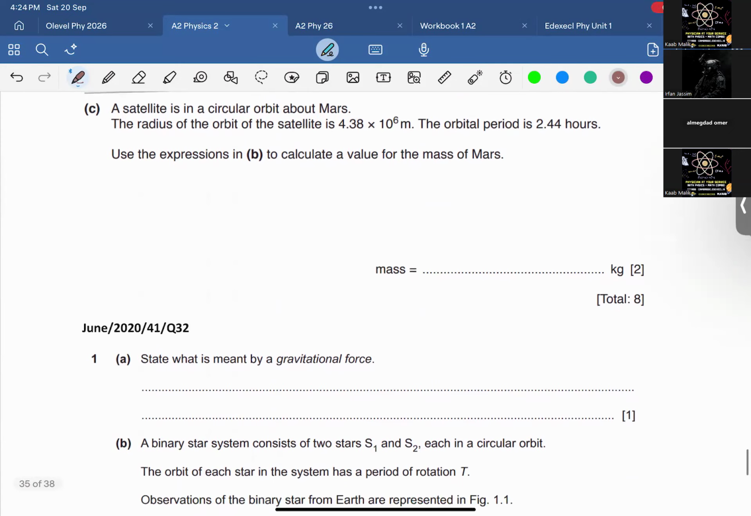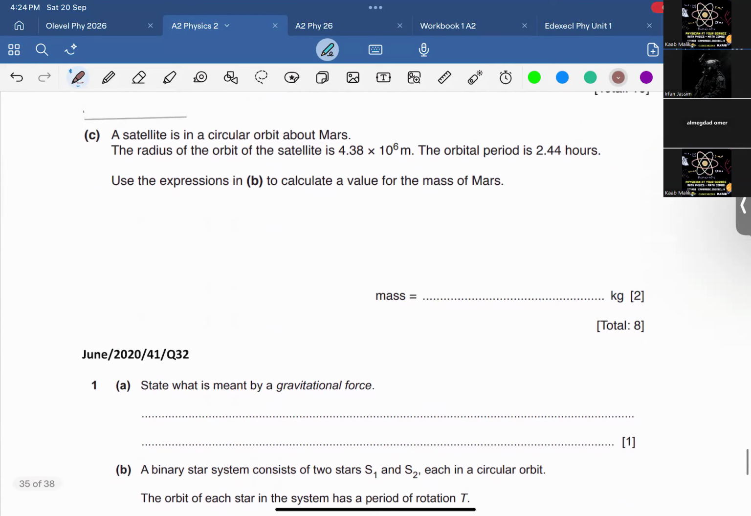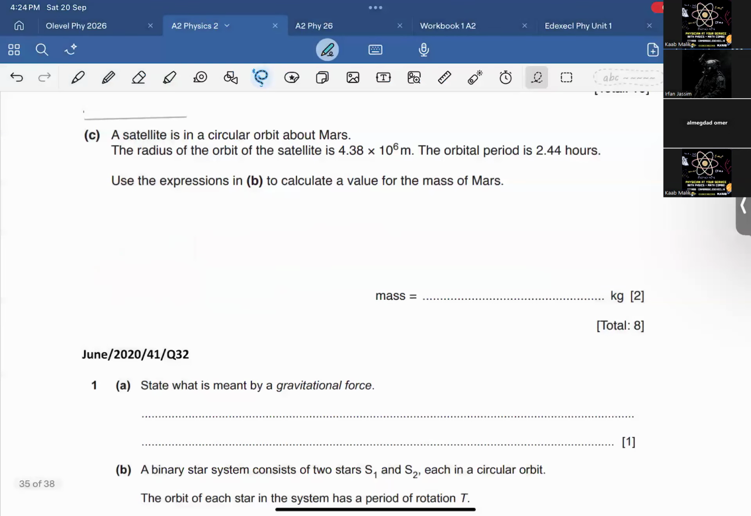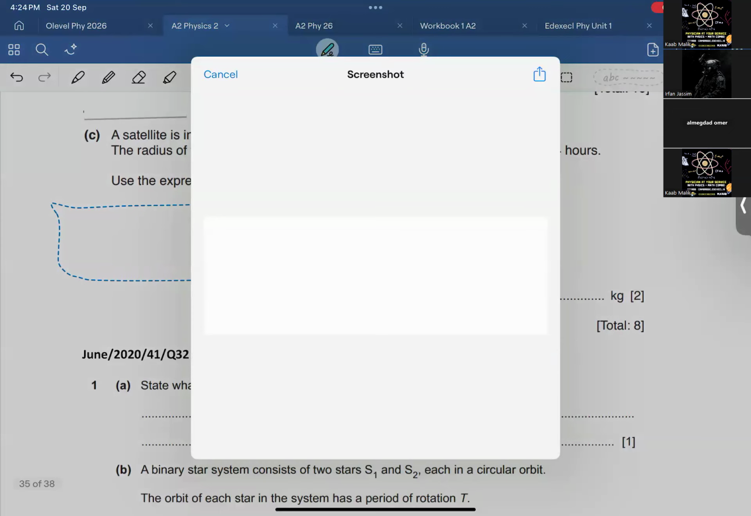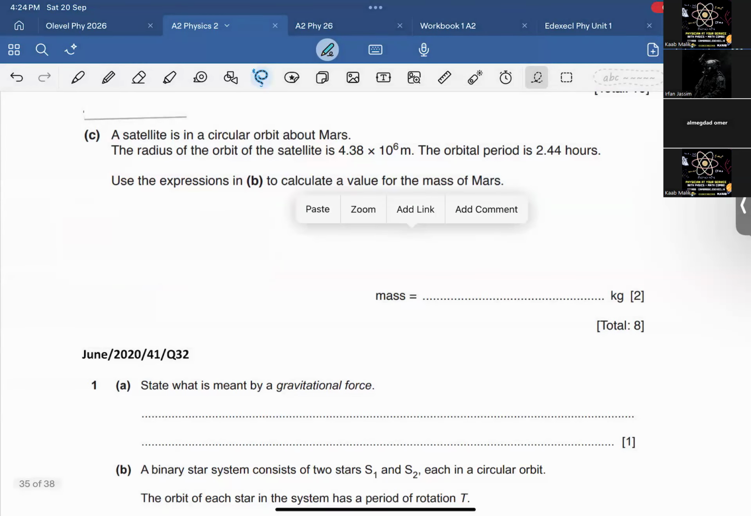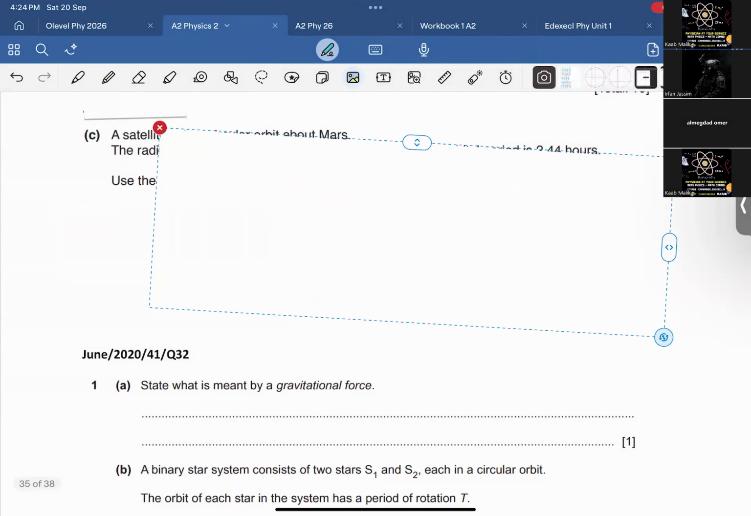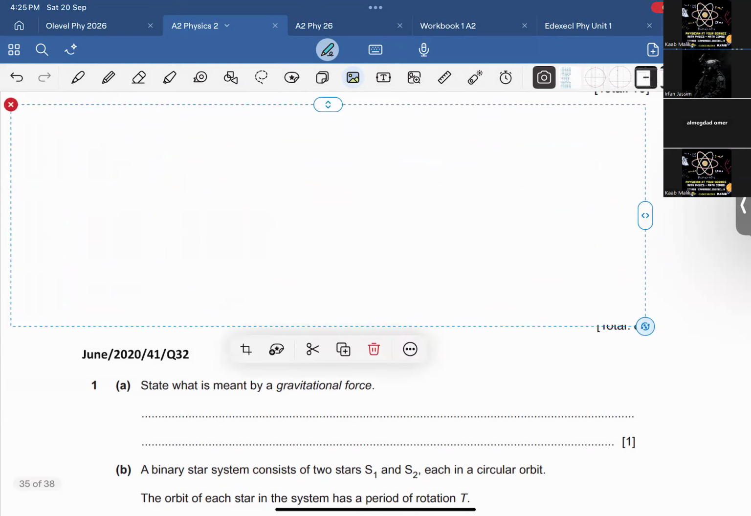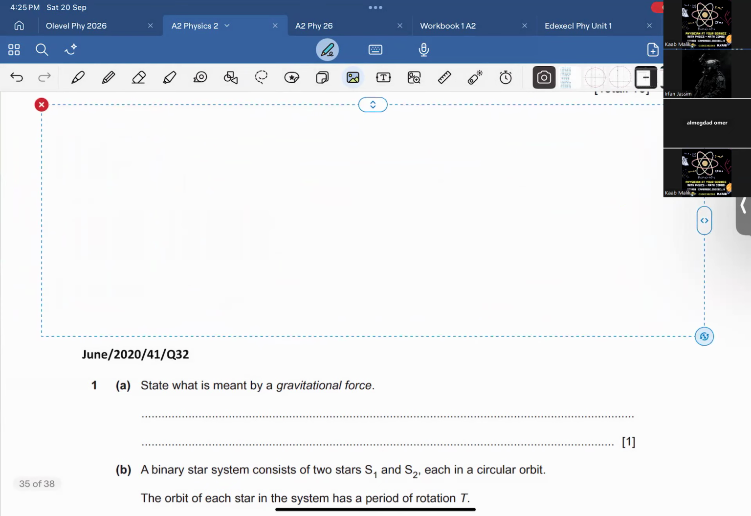A satellite is in circular orbit just above Mars. Wait. Let me just ignore this question by pasting the thing. Paste. This is nothing, by the way. It's actually a part of the other question, which we're not doing.